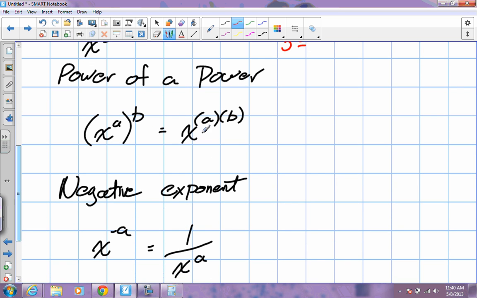Power of a power. Okay? This one, there really is only one exponent, and what it is, that exponent is to another power. In order to simplify this, we multiply the two powers by each other.